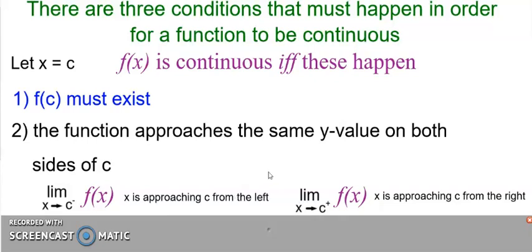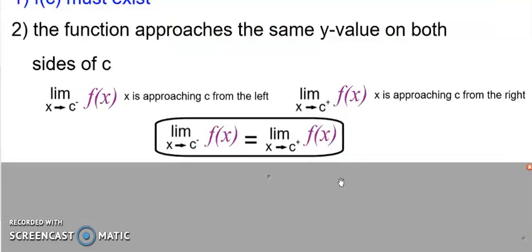All right, so we find what those values are. When we find the value for the negative side, we find the value for the positive side. If they equal each other, that means step 2 is satisfied. We're going to use tables to look at this, but as we go from the left side and the right side, if both limits equal the same number, step 2 is satisfied. If step 1 exists, step 1 is satisfied. If these go to the same number, step 2 is satisfied.